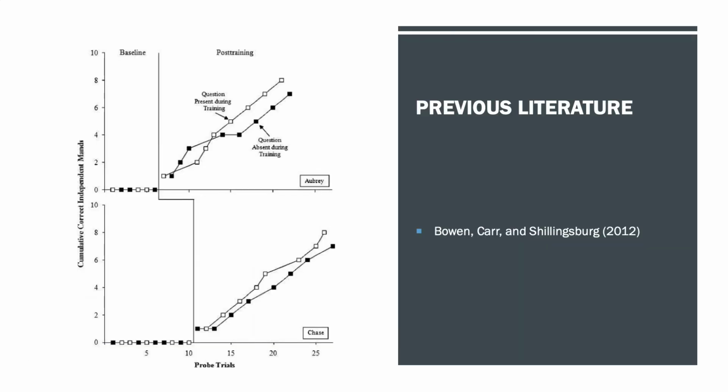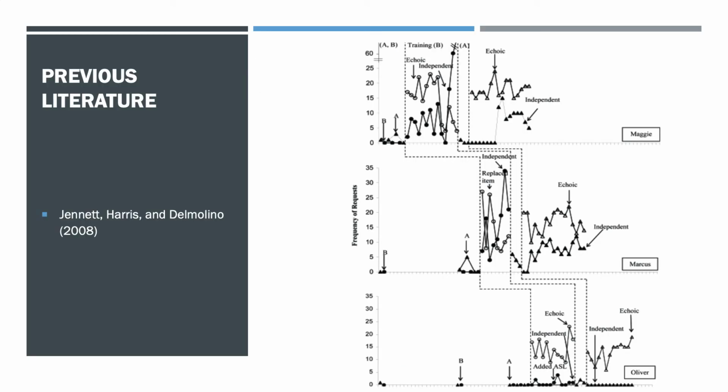Next one, similar here. You've got baseline data, one's longer than the other. Then the interventions are implemented. Again, for both participants in this study, you see trends that are both continuing in a positive way. Therefore, they could not show that one intervention was more successful than the other. And finally, the last article by Jeanette Harris and Del Molino in 2008. Same thing here. In all 3 of the participants, none of the lines cross with each client in the intervention phases. So they were unable to determine that one of the procedures was more effective than the other.